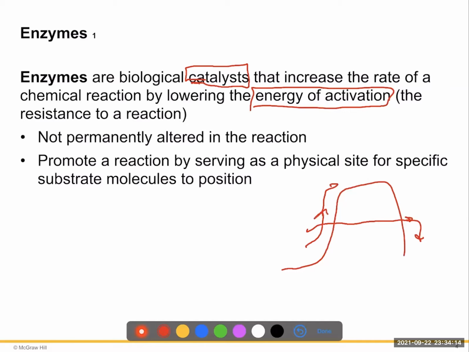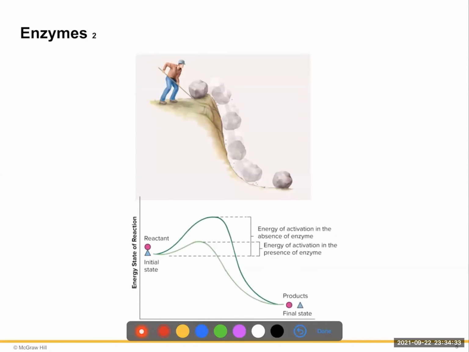They're not used up. They promote a reaction by serving as a physical site for a specific substrate molecule to position itself. The enzyme has a receptor or a specific site that binds to the substrate so it can undergo the reaction by lowering its activation energy. And we'll show you different examples of that. So it allows it to go downhill.